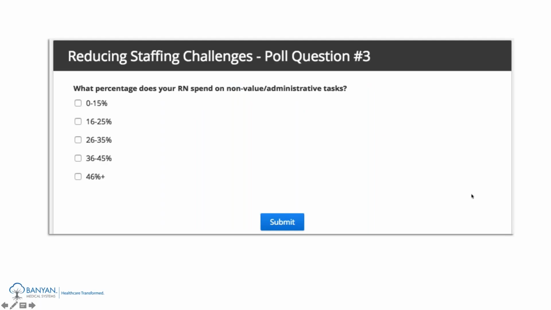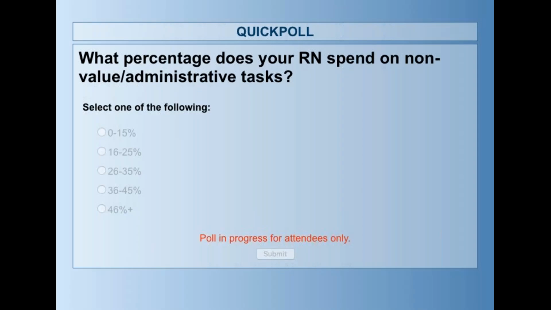So there's the last polling question here: what percentage does your RN spend on non-value or administrative tasks, in your opinion, or in your empirical measurement, depending on your organization? This is something that costs a lot, right? When you have these folks doing non-top of license, quote unquote, duties and responsibilities. So go ahead and vote there. We'll give you 20 seconds or so here.